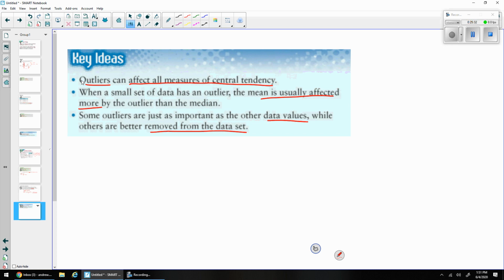Okay, and that's that. So outliers and range are the two things you have to know, just looking at how outliers affect our measures of central tendency. And that is that, grade 7s. I will be around if you need help.